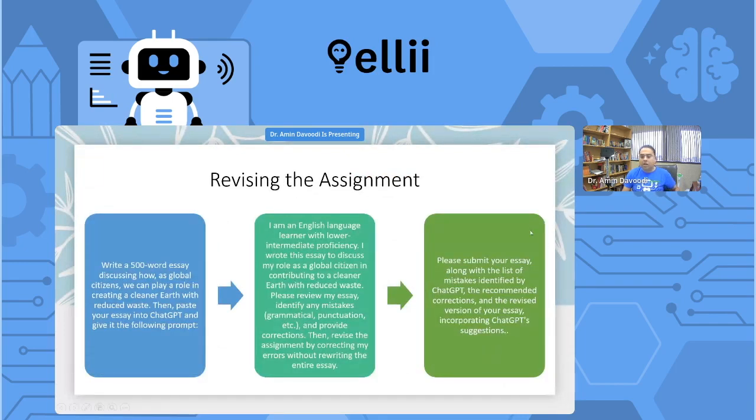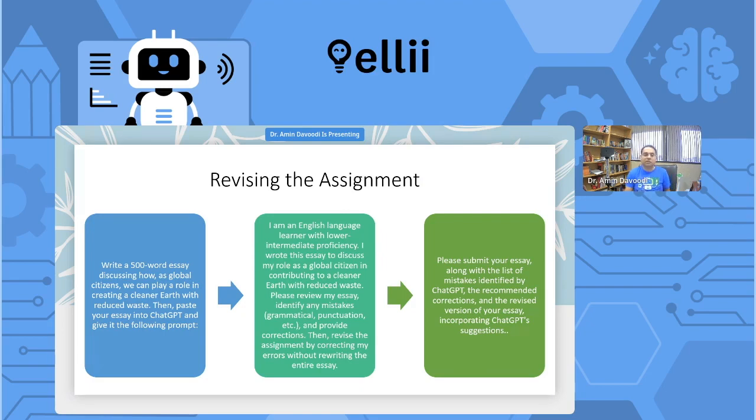Okay, so, well, I introduced the challenge. I think I identified the issues, the problems. Now is the time to recommend how we can revise that assignment. Okay, so look at the first one. Write a 500-word essay discussing how, as global citizens, we can play a role in creating a cleaner Earth with reduced waste. Then paste your essay into ChatGPT and give it the following prompt.